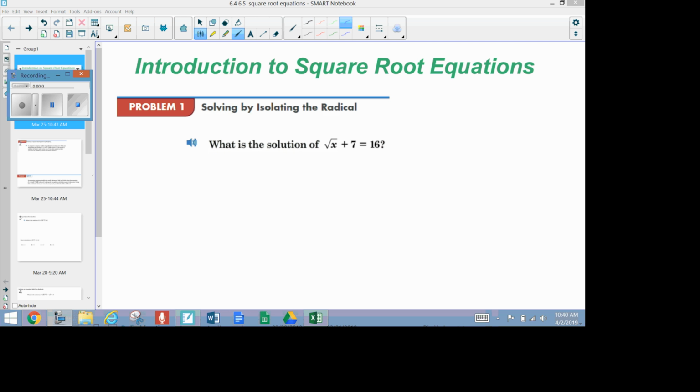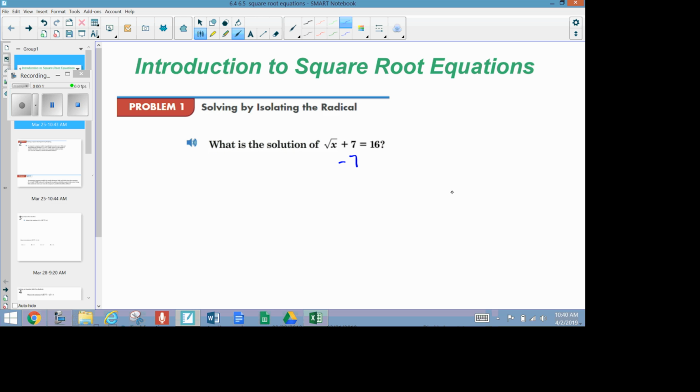Square root equations. We're going to solve this equation for x. So we're going to subtract 7 from both hand sides.